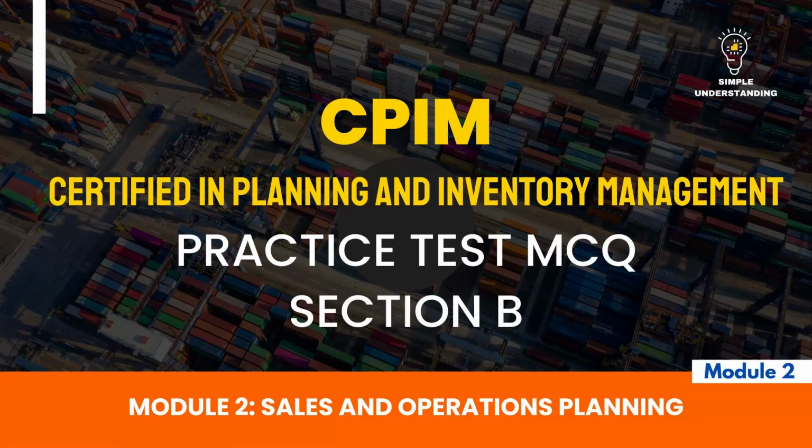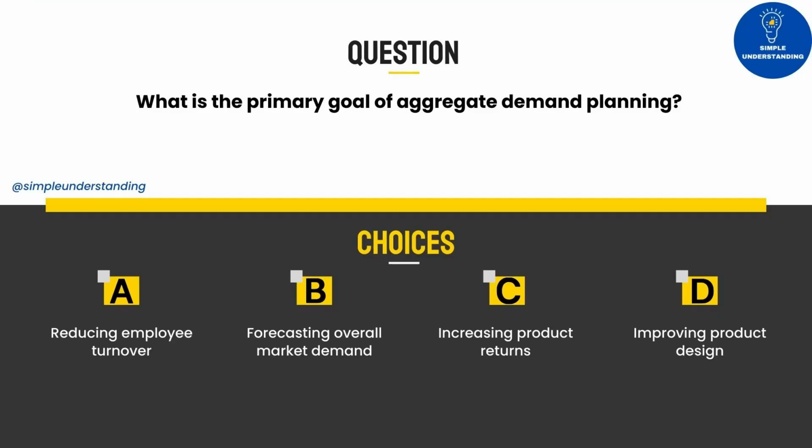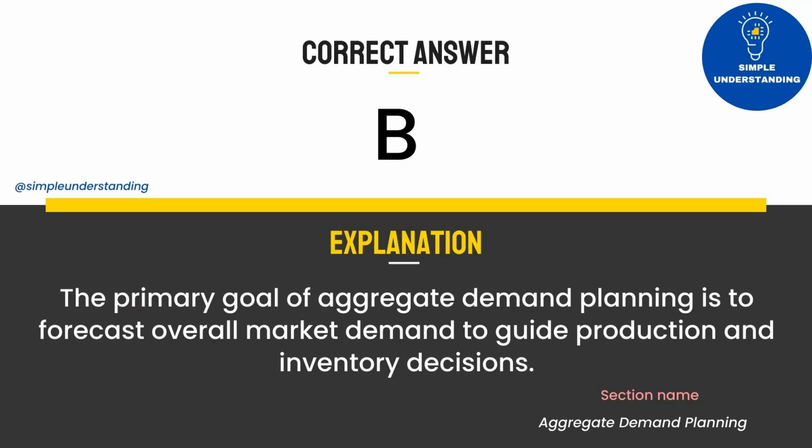Section B. Aggregate Demand and Supply Plans Practice Test. 1. What is the primary goal of aggregate demand planning? A. Reducing employee turnover. B. Forecasting overall market demand. C. Increasing product returns. D. Improving product design. Correct answer: B. Explanation: The primary goal of aggregate demand planning is to forecast overall market demand to guide production and inventory decisions.